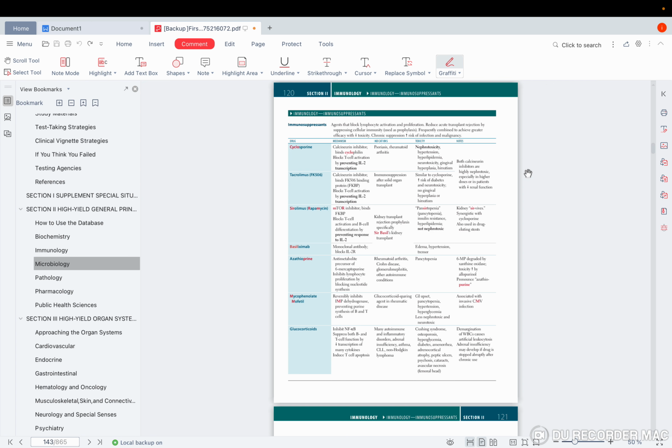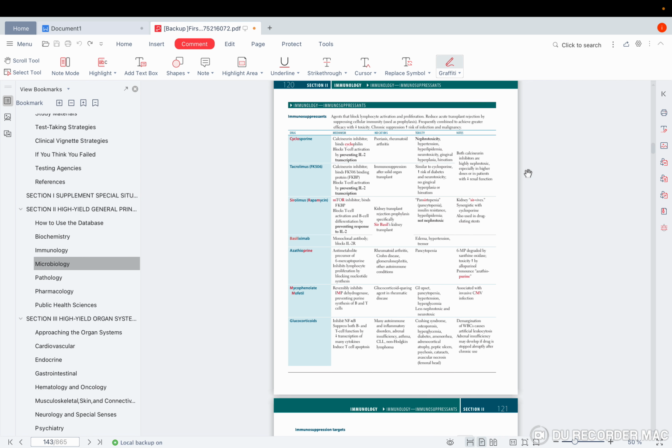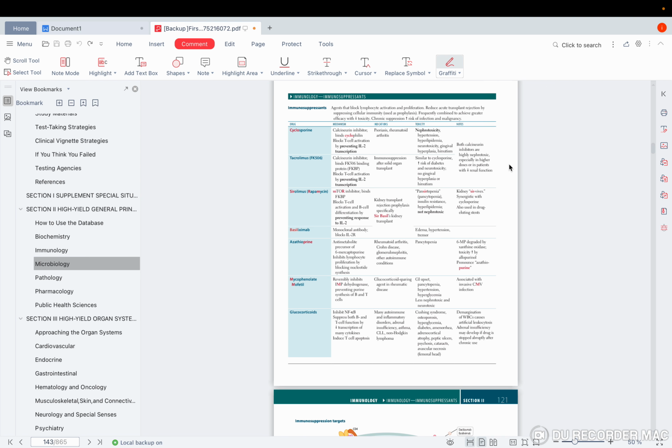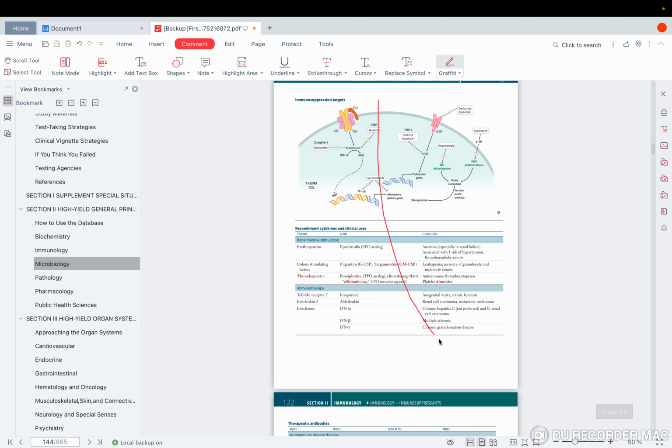Good. And what about sirolimus, basiliximab, and azathioprine? No, sorry, not azathioprine. They inhibit the response. While azathioprine and mycophenolate mofetil basically decrease the purine synthesis, which makes DNA to put inside of the B and T cells to make more T and B cells. So if you don't have enough DNA, you will not have enough T and B cells, so you induce immunosuppression.